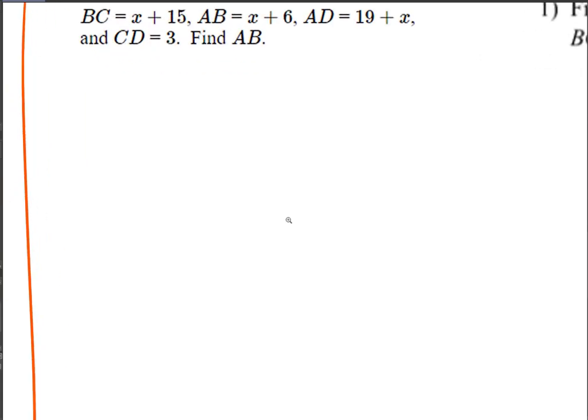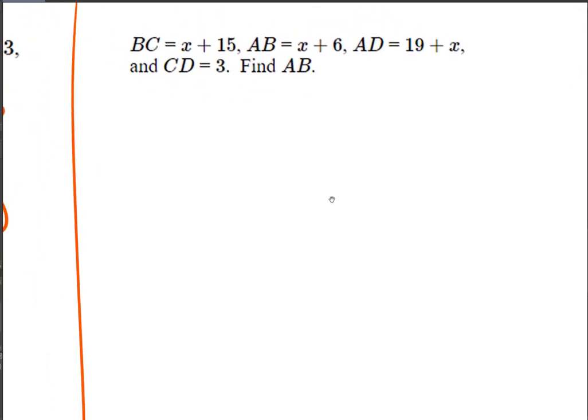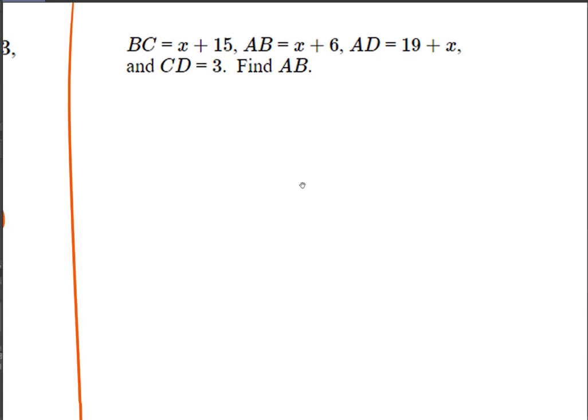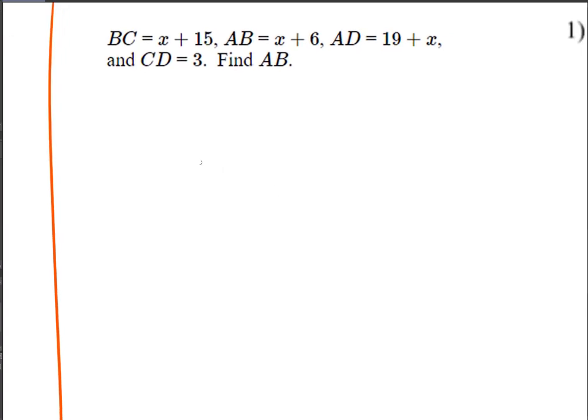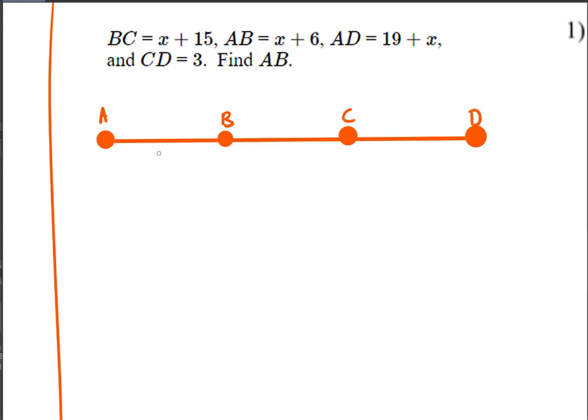So BC is equal to x plus 15. AB is equal to x plus 6, and AD is equal to 19 plus x. And CD is equal to 3. Find AB. Okay, so once again, I'm going to start with my beautiful, wonderful line, right? I'm going to make my dots A, B, C, and D, right? Always draw yourself a picture, right? If you don't draw the picture, then you are relying on someone else's generosity of pictures to get you through, and that is a bad idea.